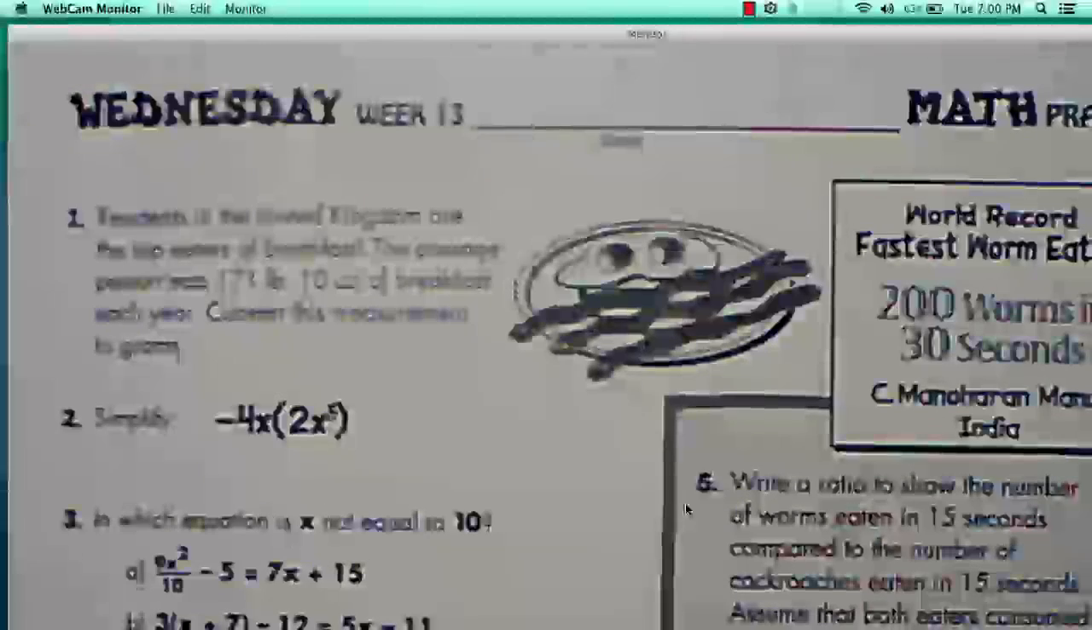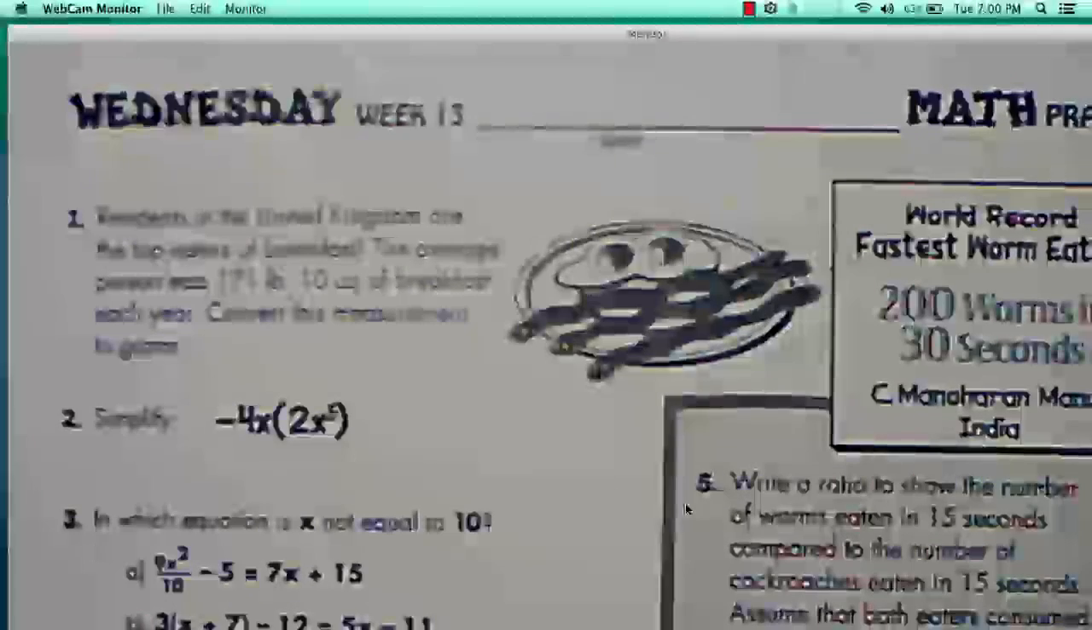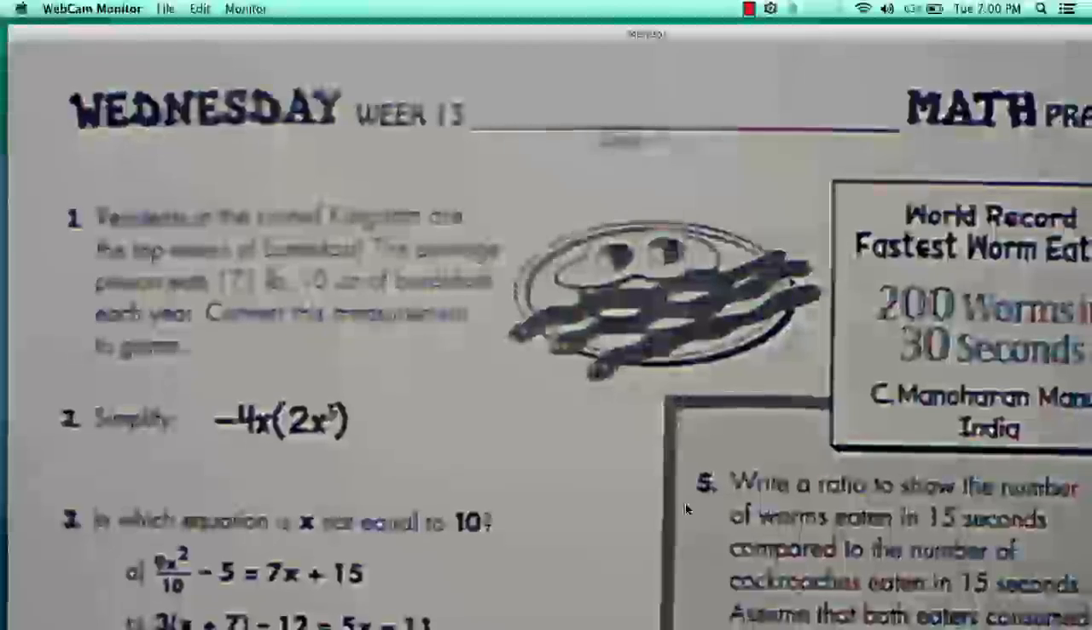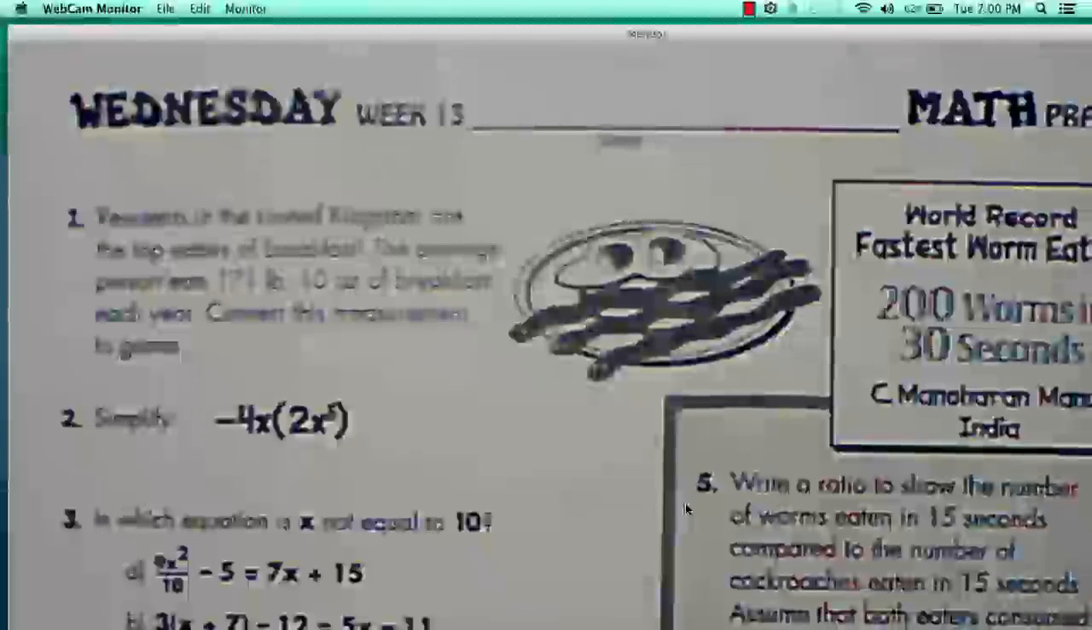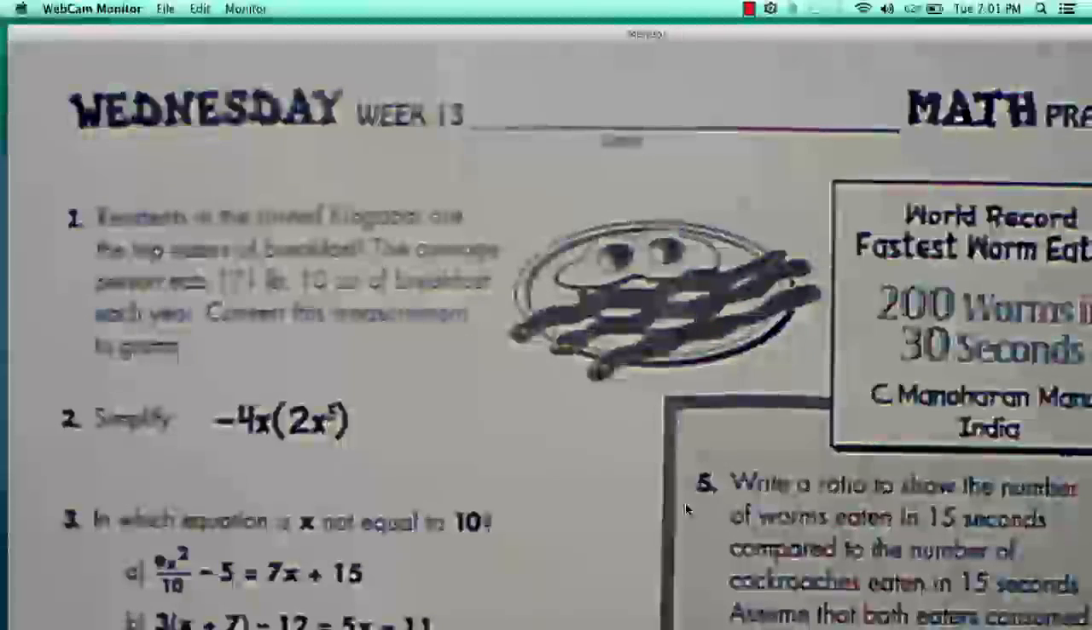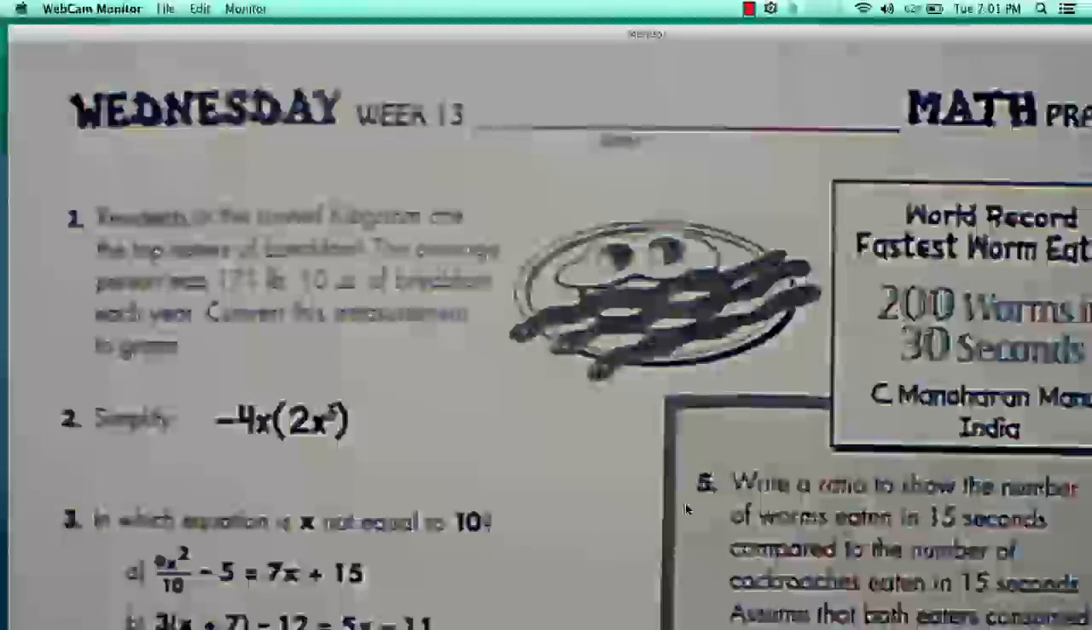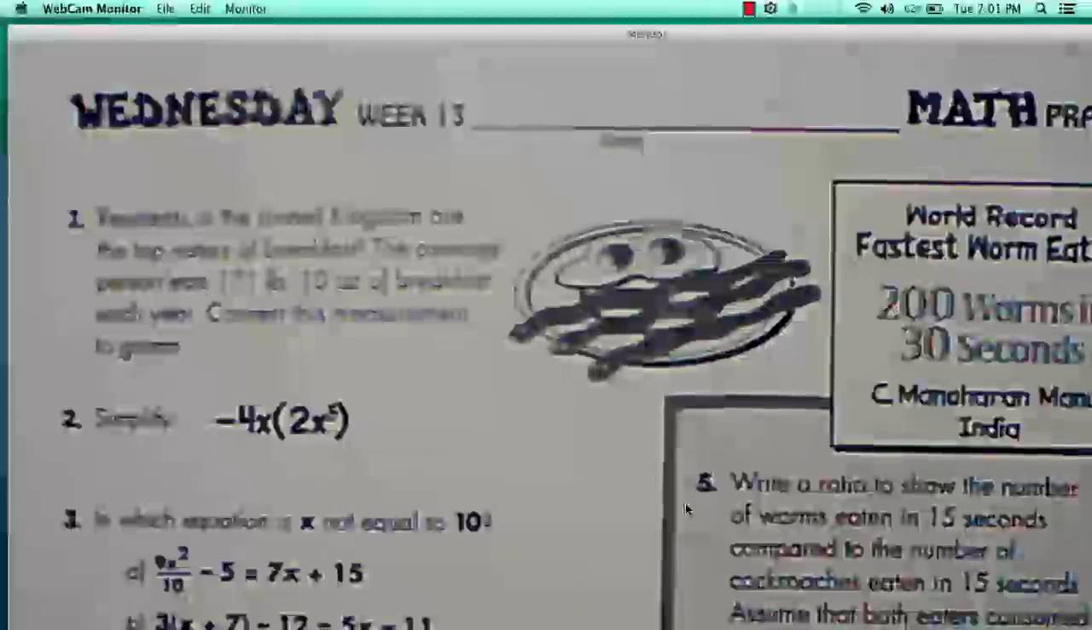We will be looking at the week 13 math review. Problem number 1 calls for a conversion from ounces to grams. Look up the conversion factor and you should be able to handle that one.